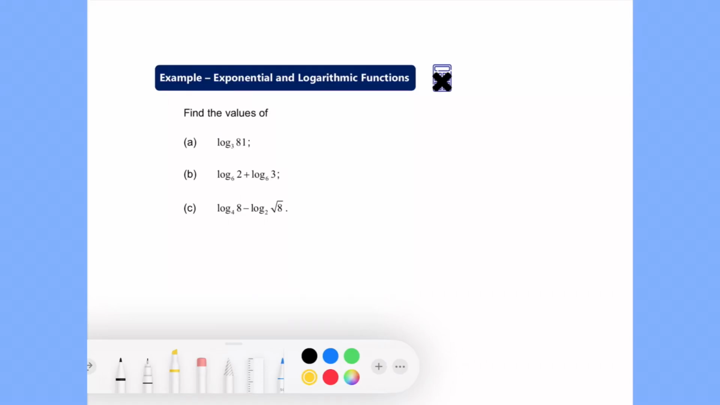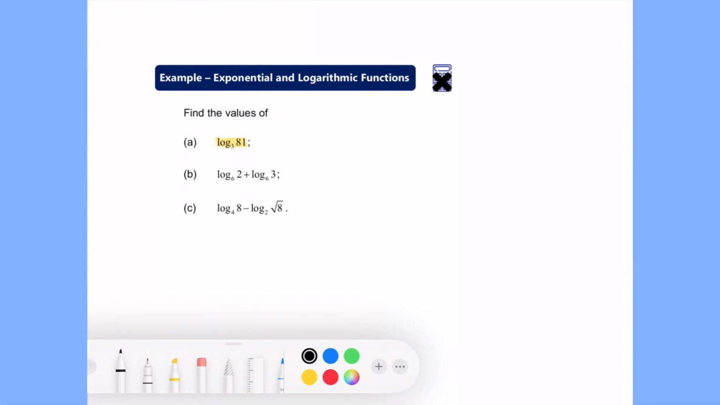This video is going to show you how to apply different laws of logarithm to find the values of different types of logarithm expressions. In this question, there are 3 parts in total. In part A, we are going to find log to the base 3 of 81.